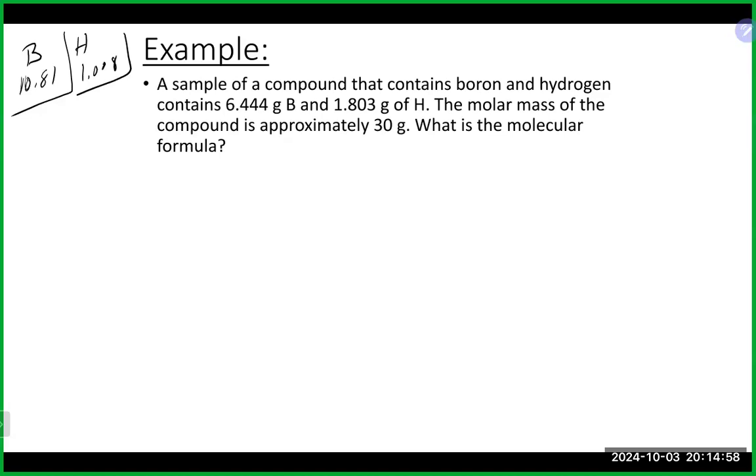Okay, so let's take a look, see how you're doing. Once again, we're looking for the molecular formula, and we need three things. We need the empirical formula, which was not given to us, so we need to calculate that. We need the molar mass of the compound, which was given to us as approximately 30 grams. And we need the molar mass of our empirical formula, so we have to calculate it first.